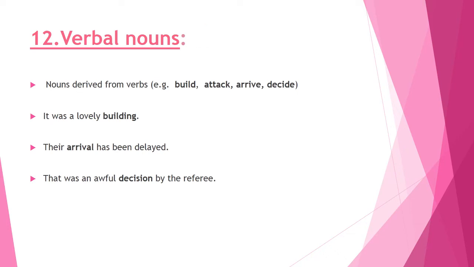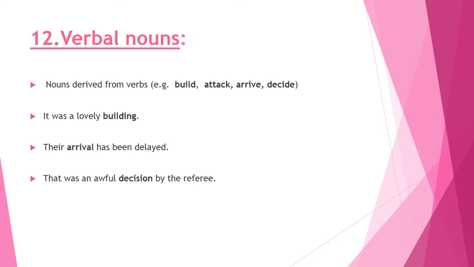The last type of noun is called verbal nouns. Nouns derived from verbs. For example, build, attack, arrive, decide. All these words are examples of verbs. Build is a verb, attack is a verb, arrive and decide are also verbs. So we can also form nouns from these words, so that's why these are called verbal nouns, because they are formed from certain verbs.